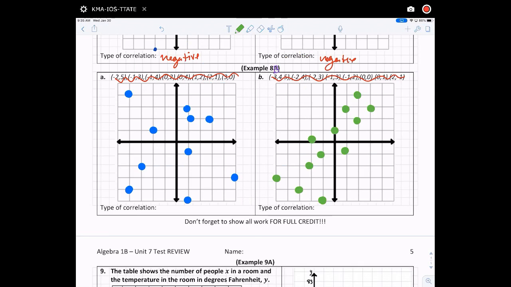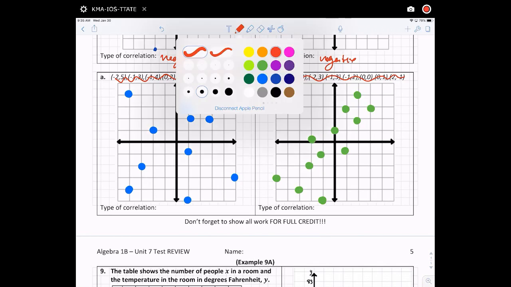Of the two, I want to talk about positive or negative, which one would have no correlation, or I should say positive and no correlation? Which one looks like it has a positive correlation? Which one looks like it doesn't have correlation? B. B would be which one? B would be the positive.